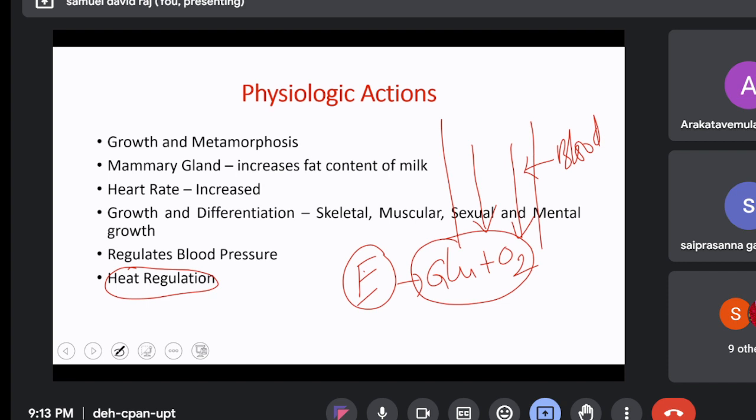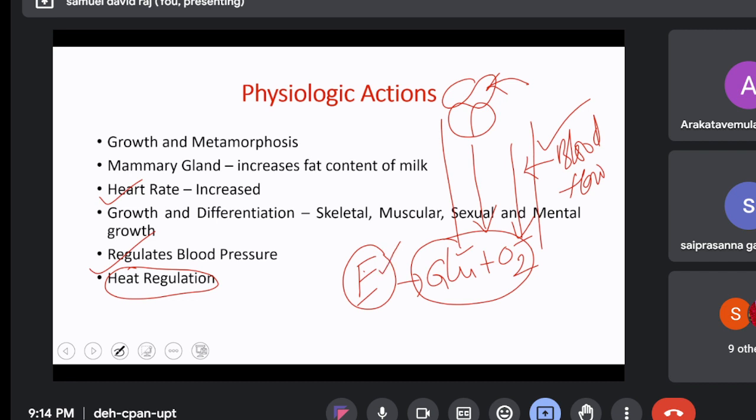So, in order to produce more energy, the blood flow also should increase. In order to increase the blood flow, what should increase? The heart rate should increase. So here the heart rate is increased, the blood flow is increased, because of which blood pressure is increased, and glucose oxidation takes place, and large amounts of energy are produced.